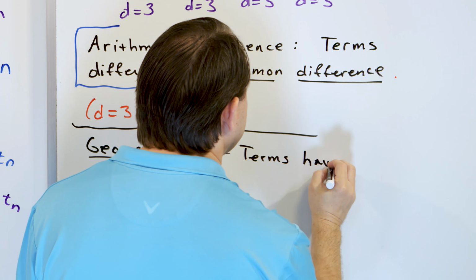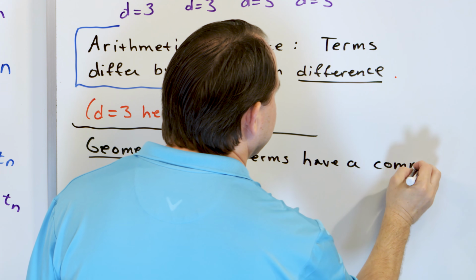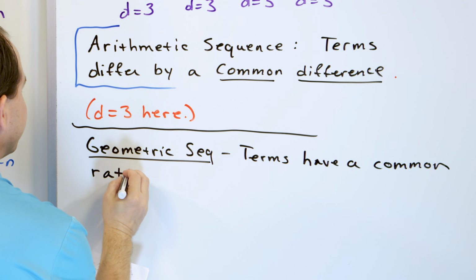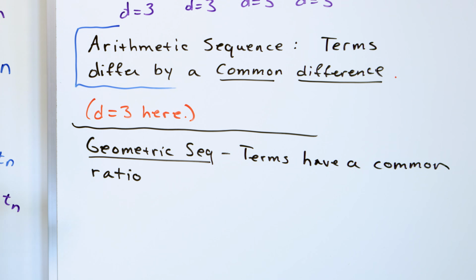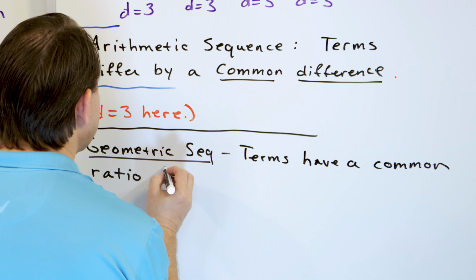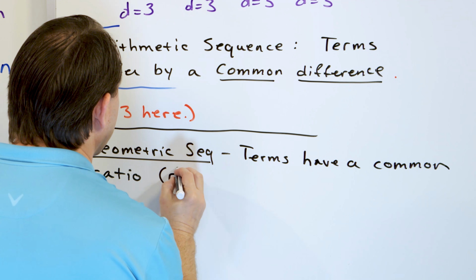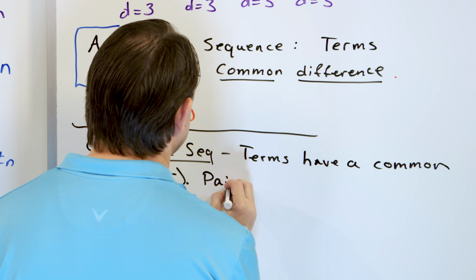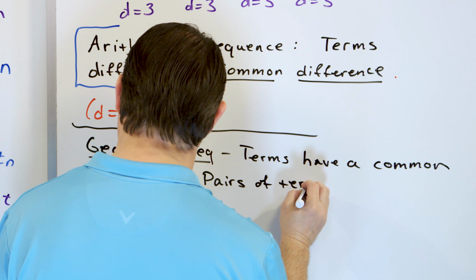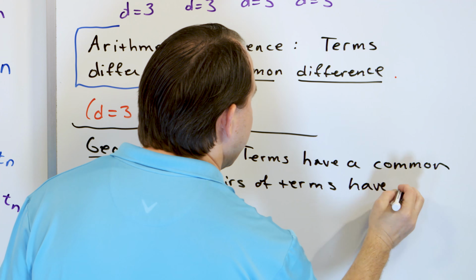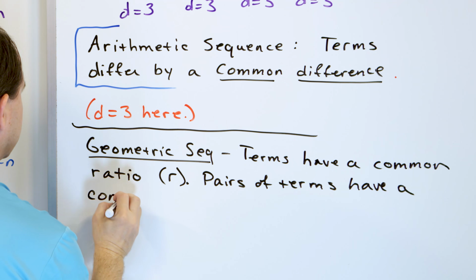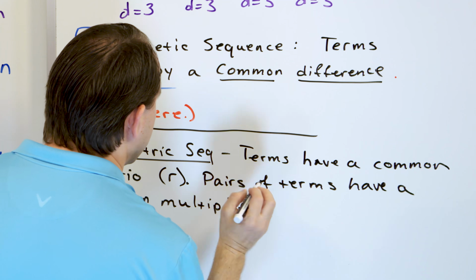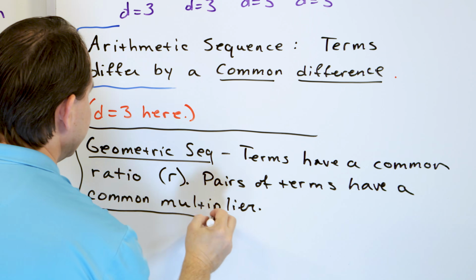Adjacent terms have a common, you might think I'm going to write down common multiplier, but I'm going to write it down as common ratio. This is what you're going to see in your books. I'm going to teach you the way all the books talk about it, but I'm going to show you how easy it is to understand. And the common ratio is not called D, it's called R, because R for ratio. So that means pairs of terms have a common multiplier. This is the definition of a geometric sequence.